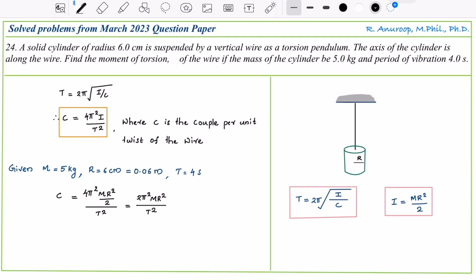Now let us substitute the values of m, r and t. We have C is equal to 2 pi square into 5 into 0.06 square divided by 4 square, and that is equal to 0.022 Newton meter. That is the couple per unit twist of the wire, C is equal to 0.022 Newton meter.